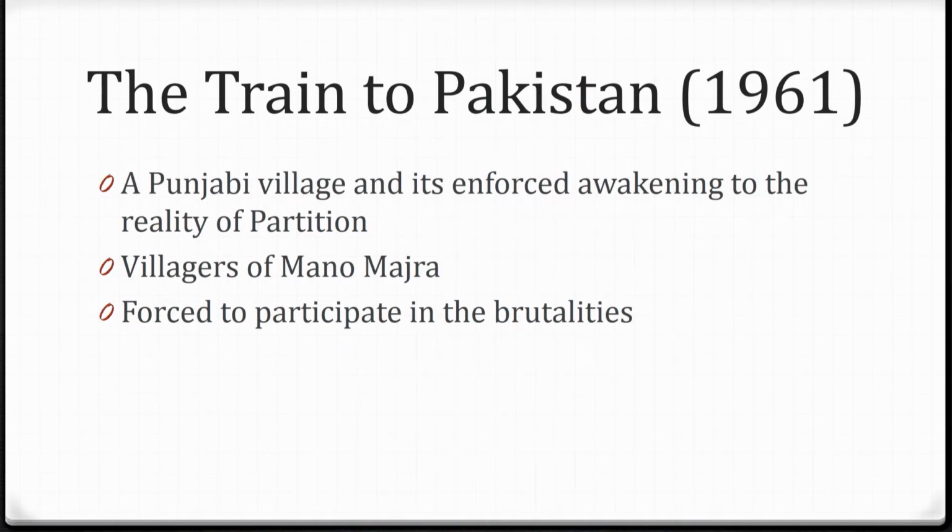Train to Pakistan was published in 1961. It was written by Khushwant Singh, one of the best known and best loved writers of India. The context is a Punjabi village. The story is about a Punjabi village and its enforced awakening to the reality of partition. So, it is essentially the story of the villagers of Mano Majra, who are forced to participate in the brutalities, though to a very large extent they refrain from becoming part of this dominant rhetoric of dividing the population in the name of religion. So, there are certain instances in the novel where they were pretty sure at one point that one cannot discriminate against their neighbors on account of religion.